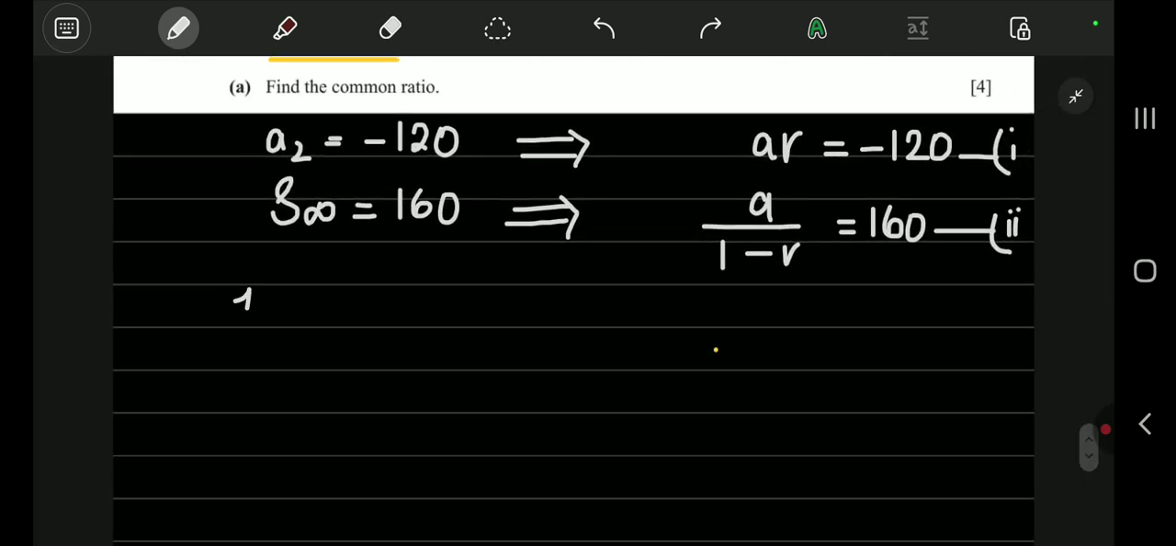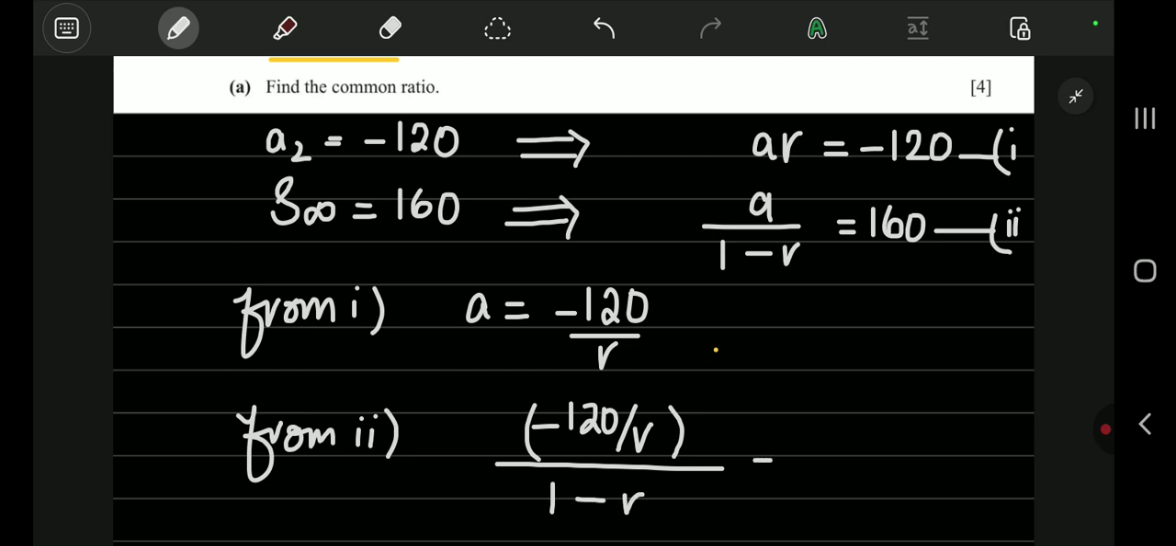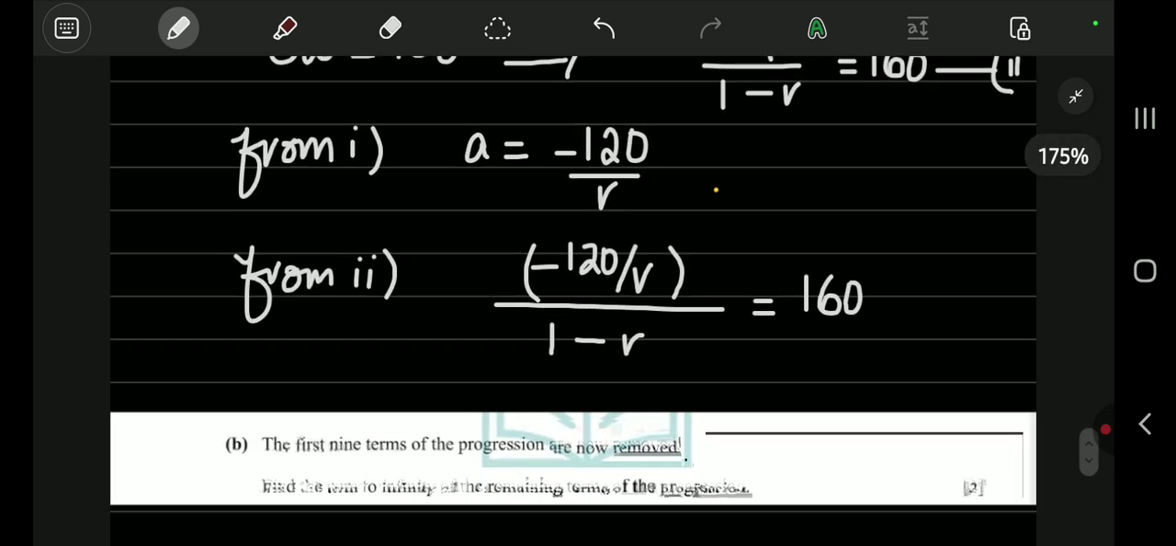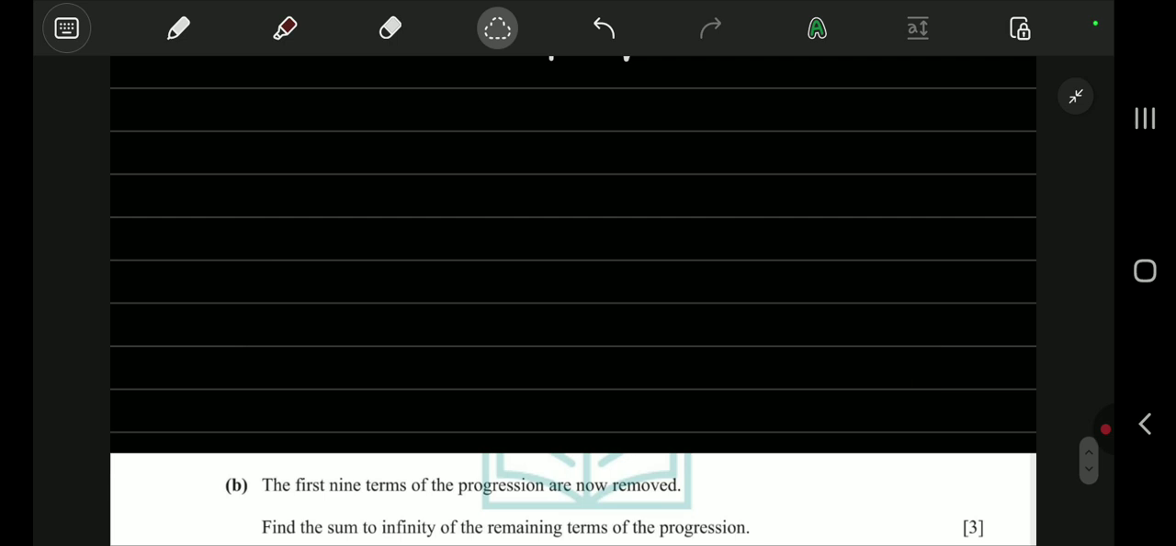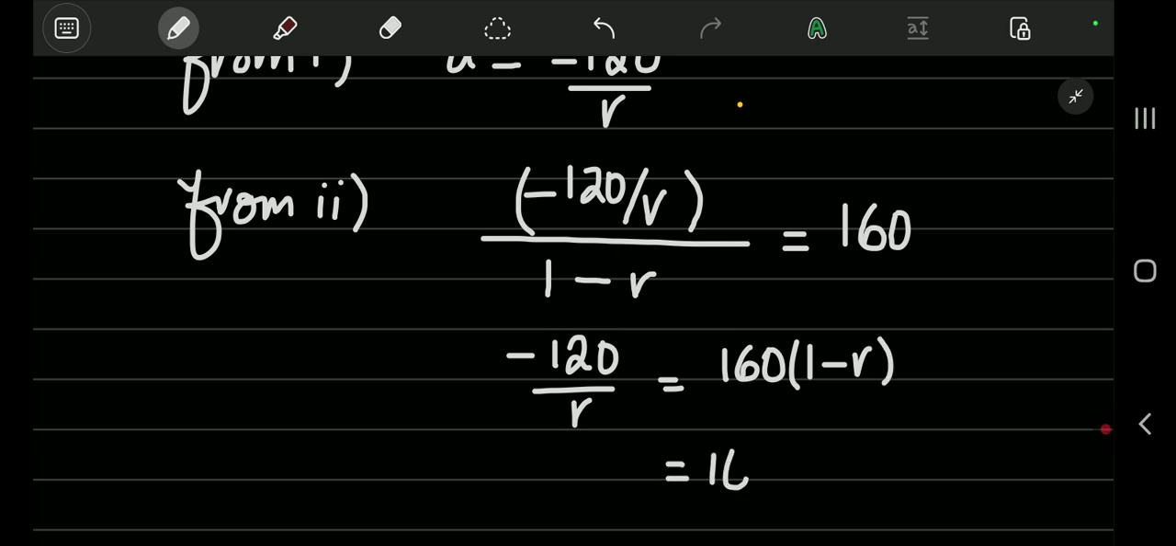From equation 1, a will be equal to minus 120 over r. If you substitute it in 2, it will give you minus 120 over r over 1 minus r equals 160. Let's solve this further in terms of finding r. So minus 120 over r is equal to 160 times 1 minus r, which gives you 160 minus 160r.